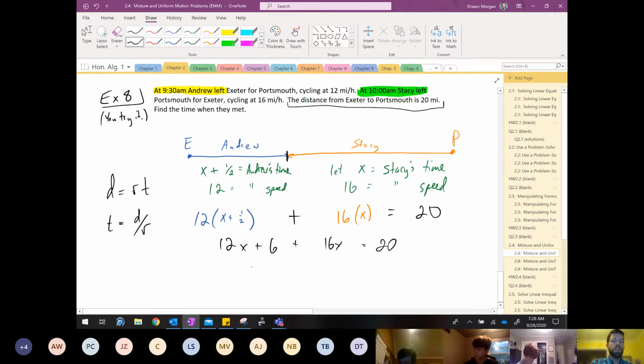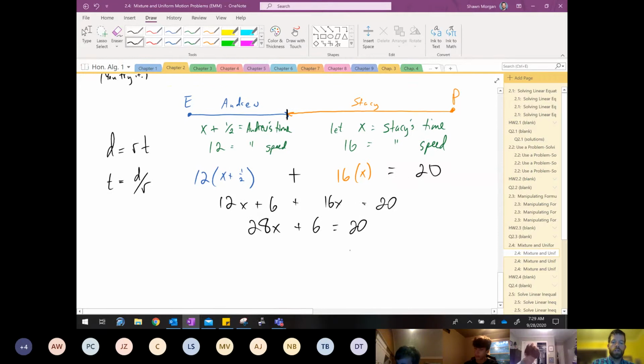Let's combine our like terms. At this point, it should be real quick and easy, right? 28x. This is step number 4 of our word problem solving method. Let's subtract 6. So we got 14 is 28x, and let's divide by 28. X equals 14 over 28, and that's going to simplify down to 2/4 or 1/2.